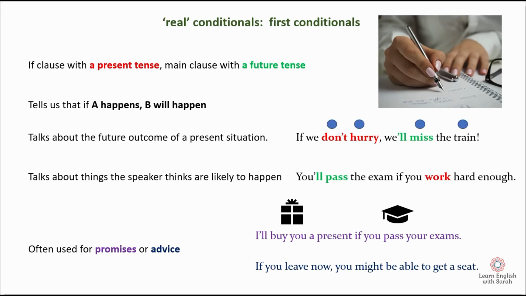And some stress for you. If we don't hurry, we'll miss the train. If we don't hurry, we'll miss the train. So it's really important to notice that I'm not saying we will miss the train. This will is contracted. It's really small. But this word might, there is no contraction, so we can't make this any shorter. If you leave now, you might be able to get a seat.